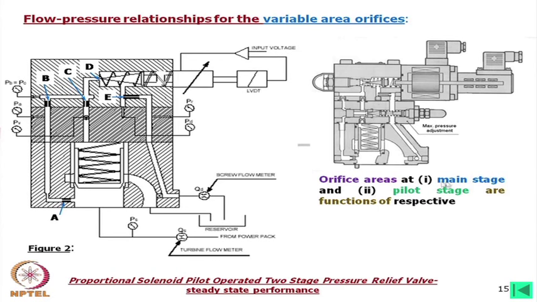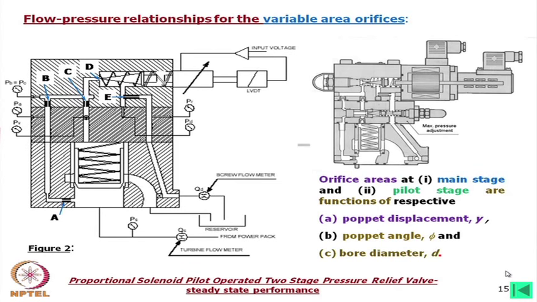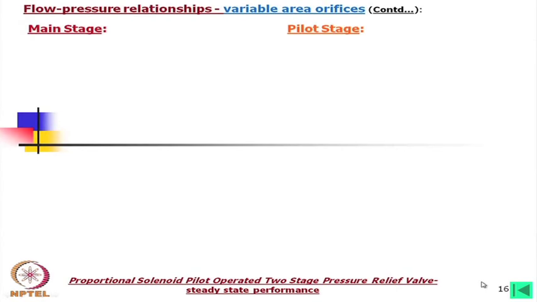Orifice areas at the main stage, which is variable, and the pilot stage are functions of the respective poppet displacement. So, we have to develop this formula knowing how much the poppet is displaced, the poppet angle, this angle is called phi, and then the bore diameter D, what is this bore diameter here and what is the bore diameter there.